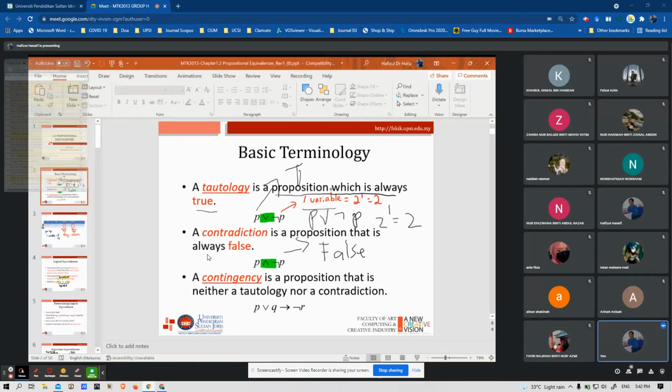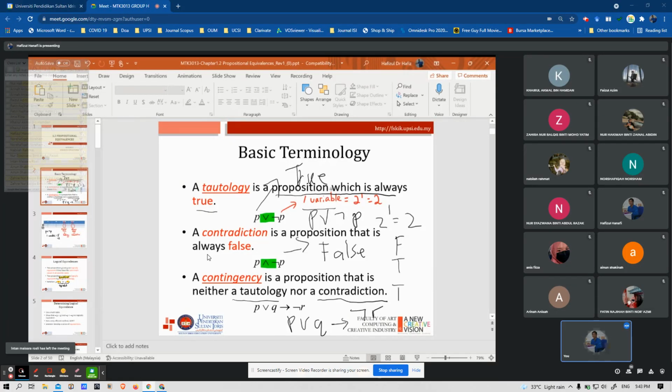True and false. And then a contingency is a proposition that is neither a tautology nor a contradiction. This one is neither one. Okay, for example, P or Q implies negate R. This one is a contingency. For example, if you find one row false, let's say like this, only one row is false, then it is a contingency.